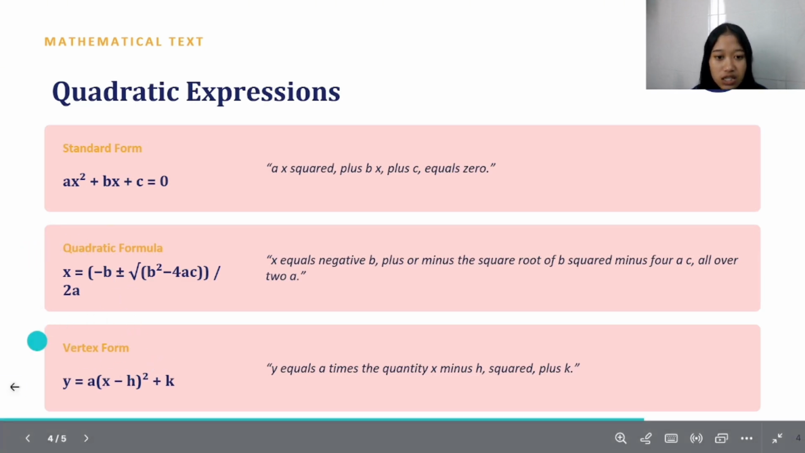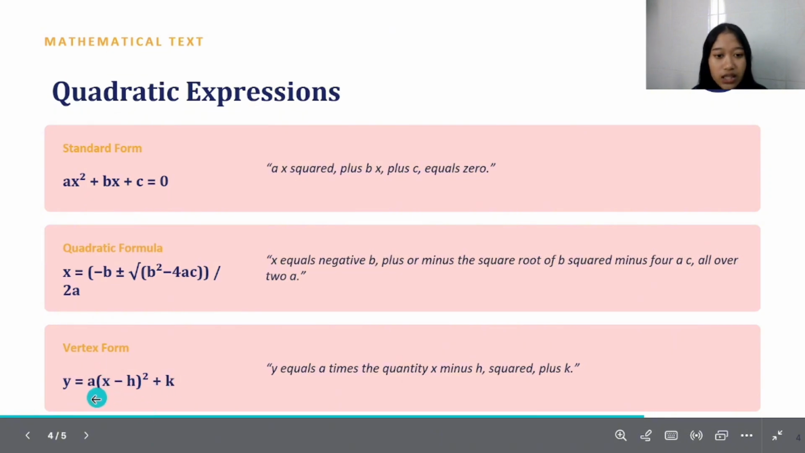And then the third expression is the vertex form. The equation is y equals a times the quantity x minus h squared plus k. This form helps us identify the vertex of the parabola directly and makes it easier to graph the quadratic function. These mathematical expressions are fundamental in algebra and are widely used to solve quadratic problems.